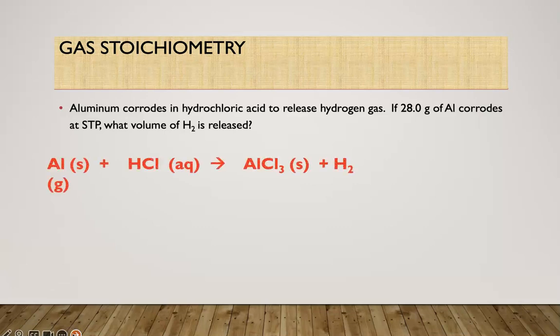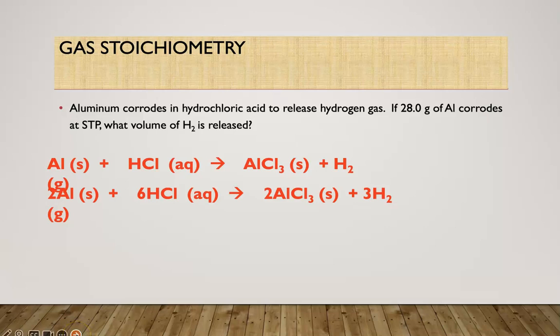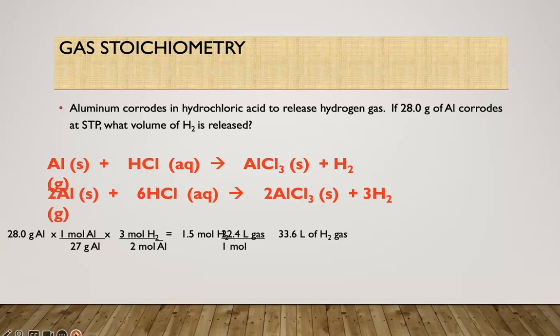Well, how did you do? Did you first write this equation? Notice that this equation wasn't balanced, and so add your coefficients to balance it. And then, of course, we're starting with the 28 grams of aluminum, converting that to moles of aluminum, then using our mole ratio. And now that we know how many moles of H2, we can use that 22.4 liters, and we come up with 33.6 liters of hydrogen gas, rounded to 3 significant figures. And I'm hoping that you got that one.